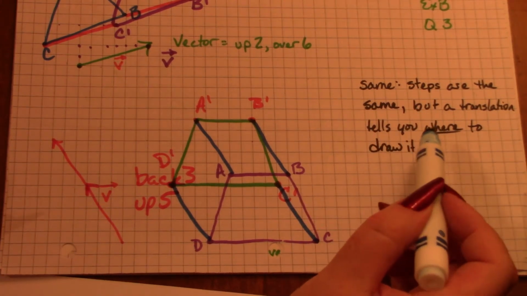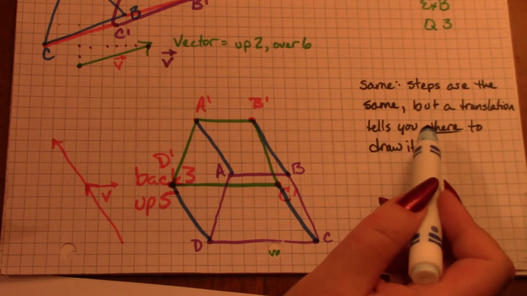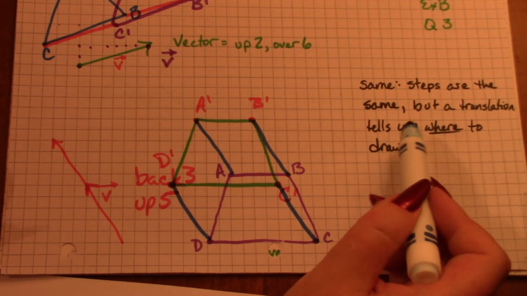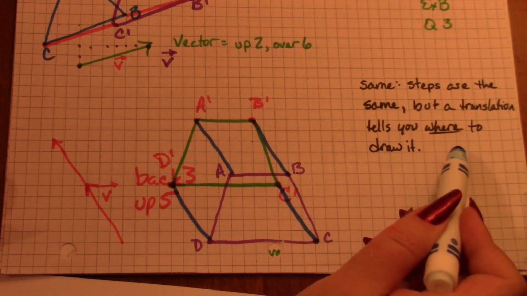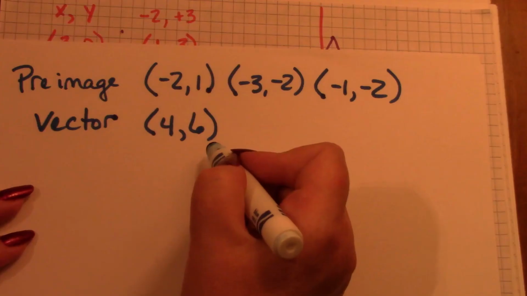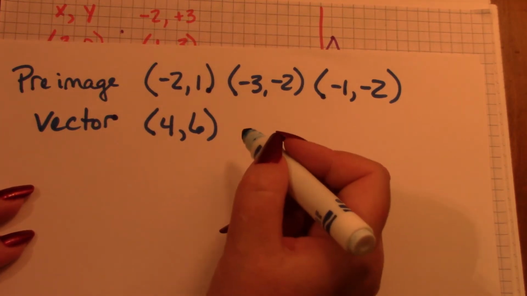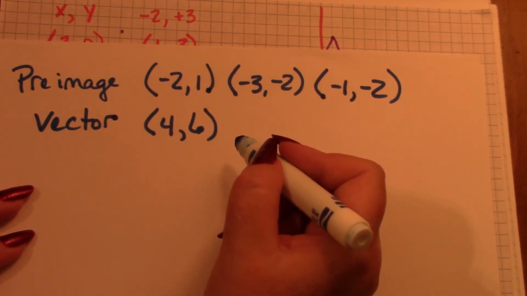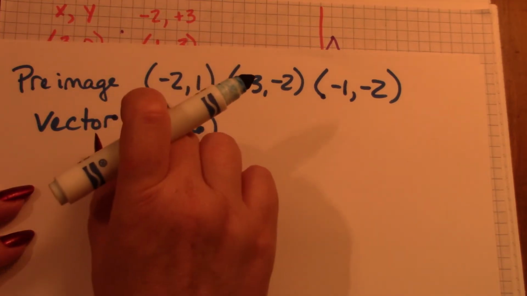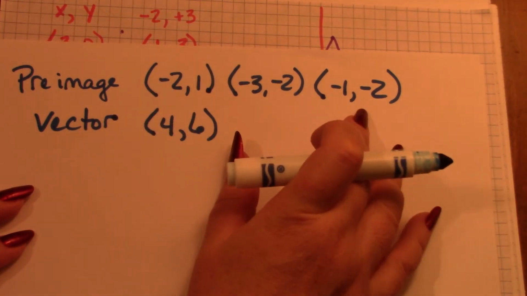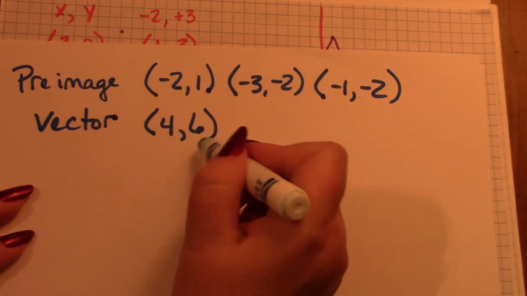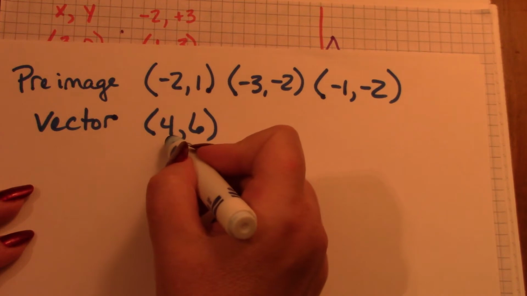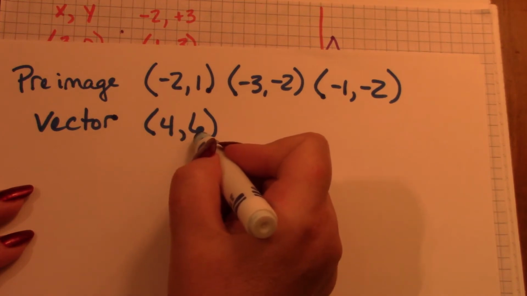And in question number 3, the way that they're the same is that the steps are the same, but the way they're different is that a translation tells you where to draw it. When we're drawing translations on a coordinate plane, like it mentions in Explain 2, it gives you a set of points for their image, but it actually describes a vector in terms of change in x and change in y.